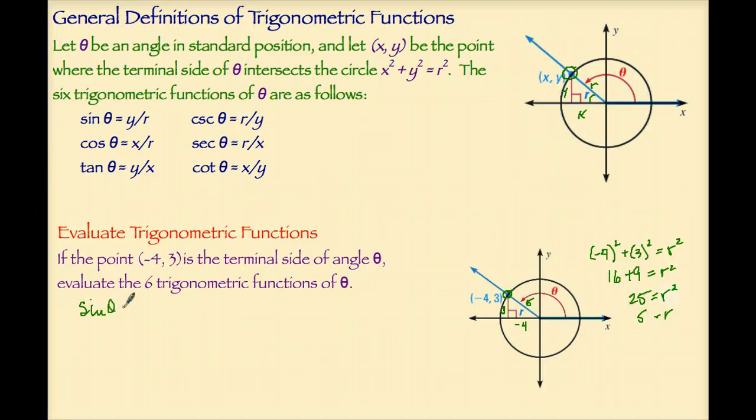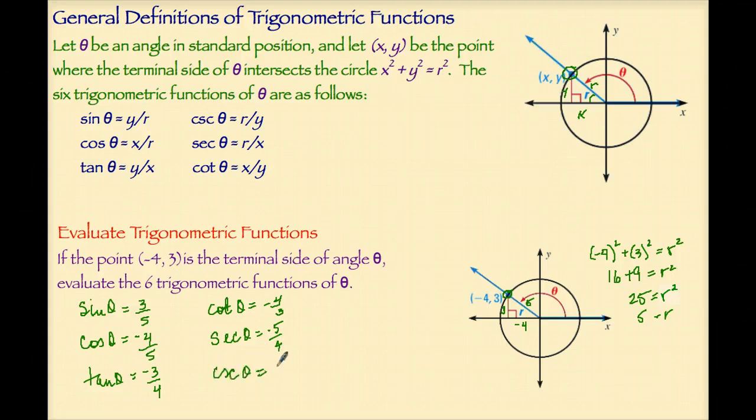Sine of theta is opposite over hypotenuse, which is 3/5. Cosine of theta, adjacent over hypotenuse, -4/5. Tangent of theta is going to be opposite over adjacent, which is -3/4. Cotangent of theta is going to be adjacent over opposite, -4/3. Secant of theta is hypotenuse over adjacent, so 5 over -4, or -5/4. And finally, cosecant theta, which is hypotenuse over opposite, 5 over 3.